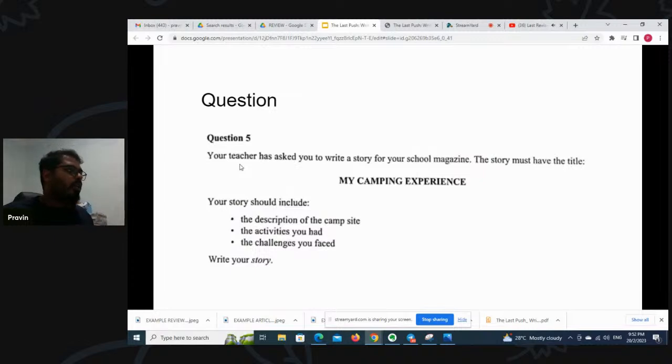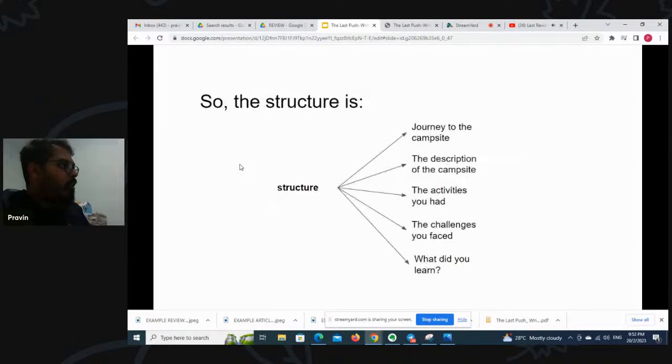Okay, ini soalan dia. Your teacher has asked you to write a story for your school magazine, and then you punya story adalah tentang my camping experience. Okay, alright, so you have the description of the campsite, the activities you had, the challenges you face. Okay, so how do I write? Bagaimana saya nak tulis 6 perenggan saya?